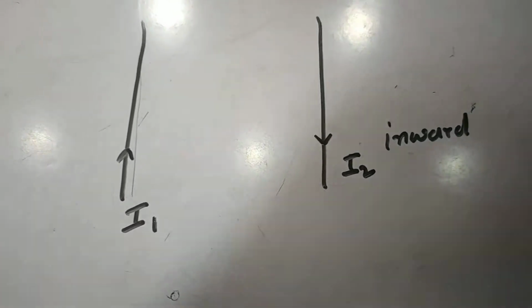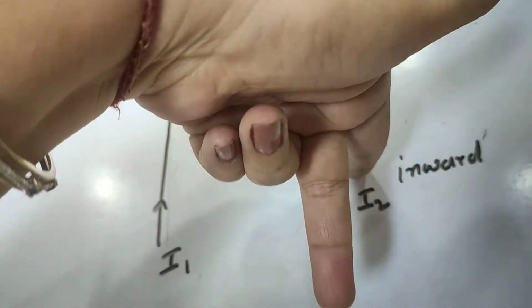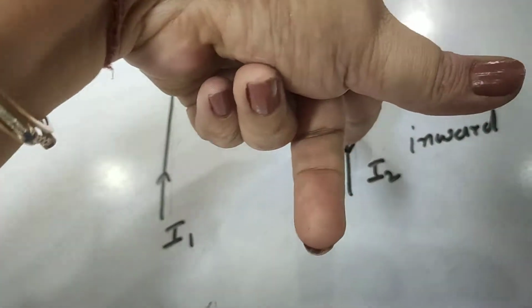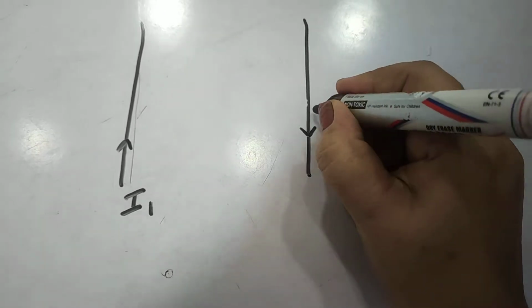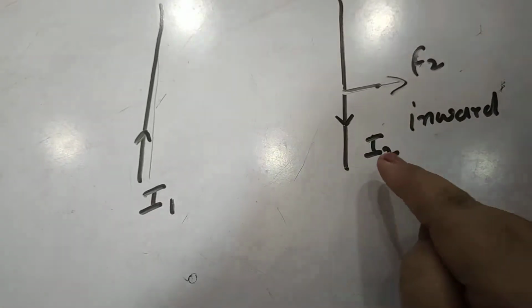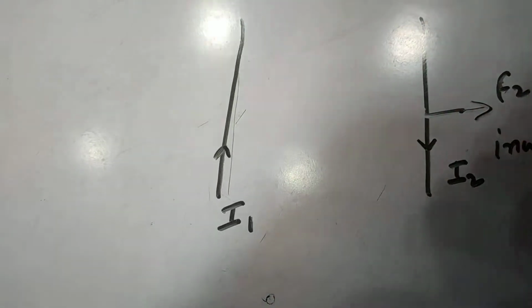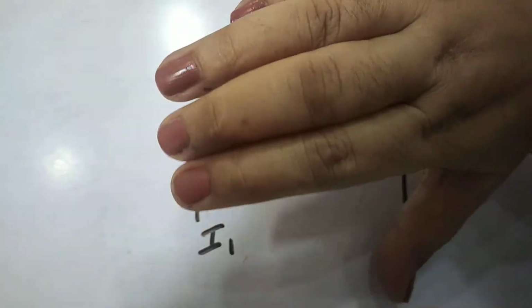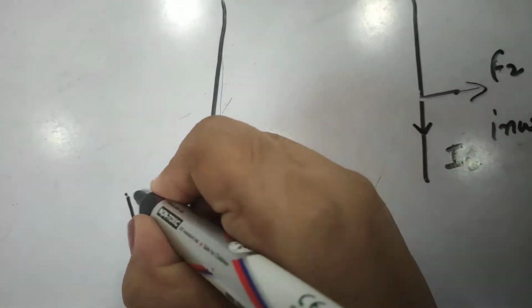Now secondly we will apply Fleming's left hand rule. In that case the field is inward, the current is going downward, and the thumb points in the direction of force, which is outward. So we can say this is F2. Now for the direction of magnetic field due to this conductor, we will apply the right hand rule. At this point the current is going downward, the curl of fingers is inward. Again at this point the direction of magnetic field is inward.